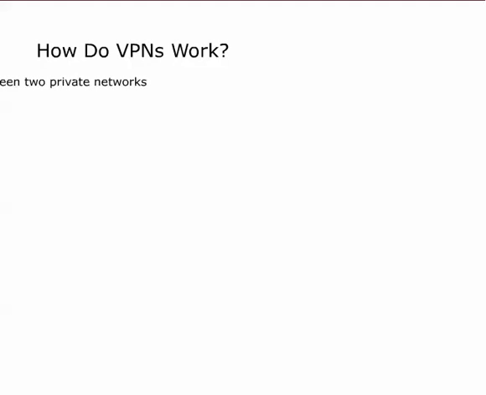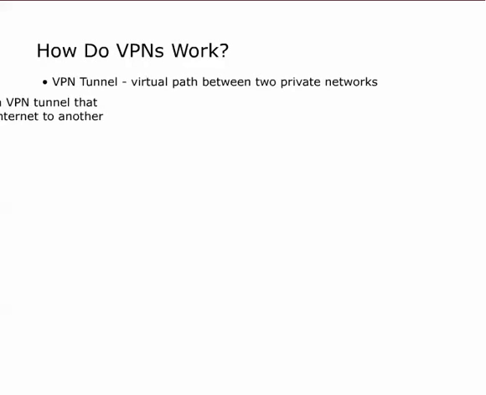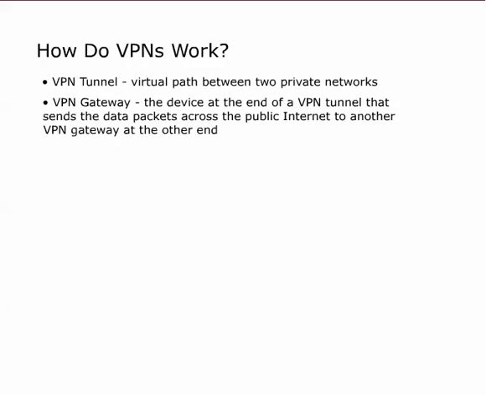A VPN tunnel is the virtual path between two private networks. We call this path a tunnel because it uses a tunneling protocol, such as IPsec or SSL, to securely send data. Watchguard branch office VPN tunnels use the IPsec tunneling protocol to securely send traffic between networks. A VPN gateway is the device at the end of a VPN tunnel that sends data packets across the public Internet to another VPN gateway at the other end.